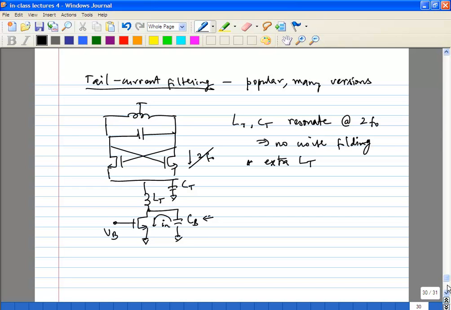But our output will also be a current source. Sure, of course. Yeah, output is always swinging.